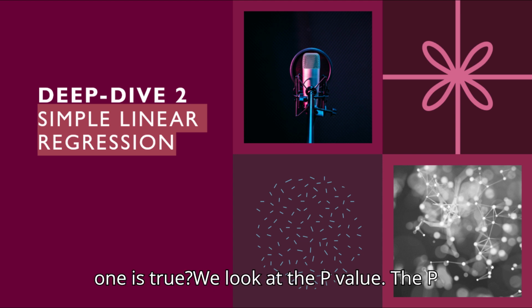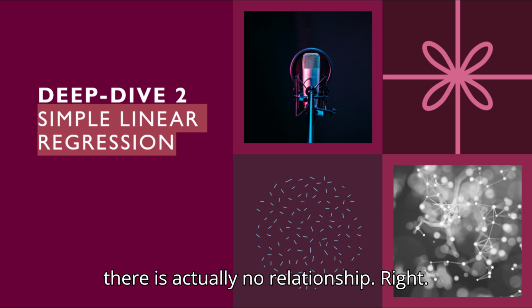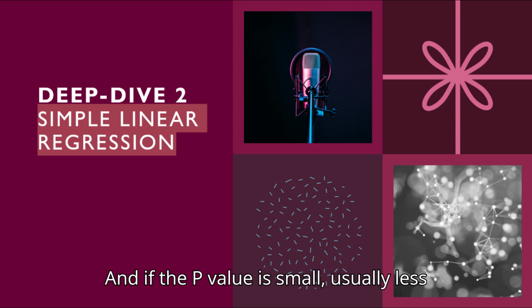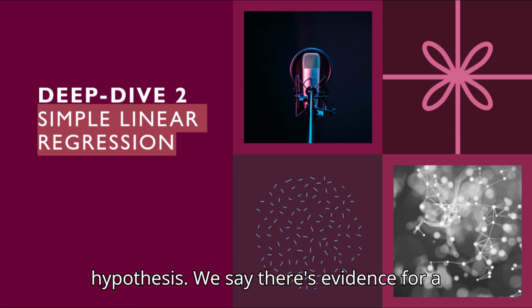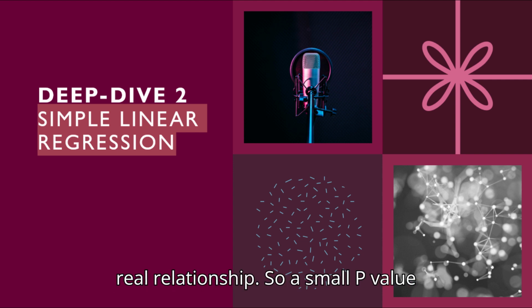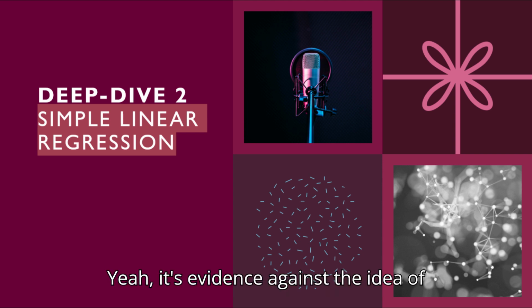We look at the p-value. The p-value, right. That tells us the probability of seeing our results if there is actually no relationship. Right. And if the p-value is small, usually less than 0.05, we reject the null hypothesis. We say there's evidence for a real relationship. So a small p-value means there probably is a relationship. Yeah, it's evidence against the idea of no relationship.